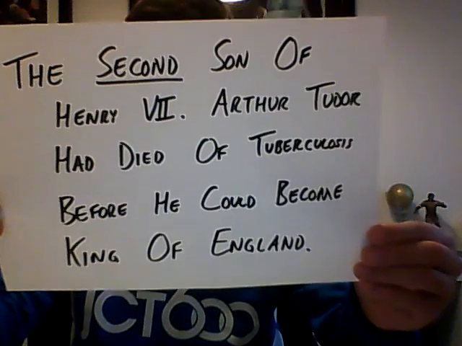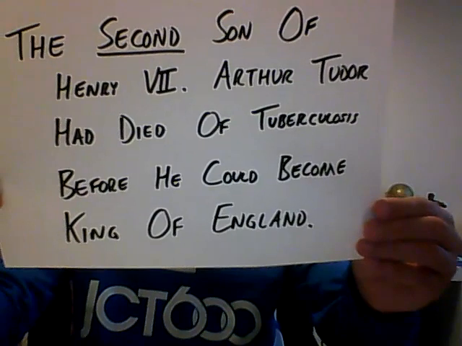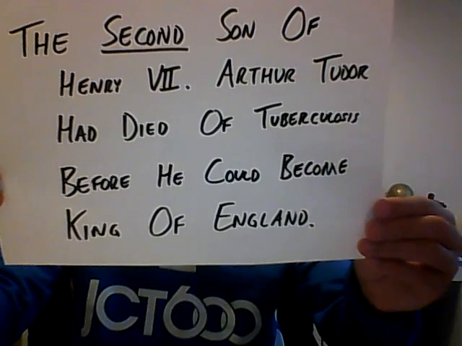His older brother, Arthur Tudor, was supposed to be king, but Arthur had died before he could become king. He died of something called tuberculosis, which is a lung condition. Quite a nasty one. And naturally Henry, as the next oldest son, went on to become king when his father died, when Henry VII died. Henry became king, as I mentioned before, in 1509. He was only 17 when he became king, so not that old.